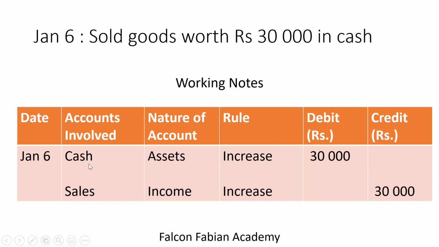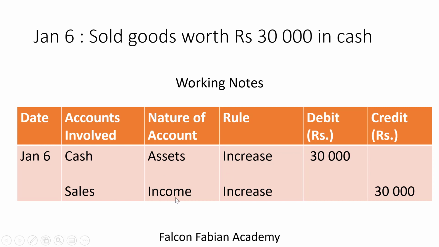So here, when you sell goods, you're getting cash. So cash is increasing in the business. Therefore, there is increase in asset. So we've written increase over here. So we need to debit cash account. Cash is an asset, and whenever there is increase in assets, you debit it. So cash account would be debited.